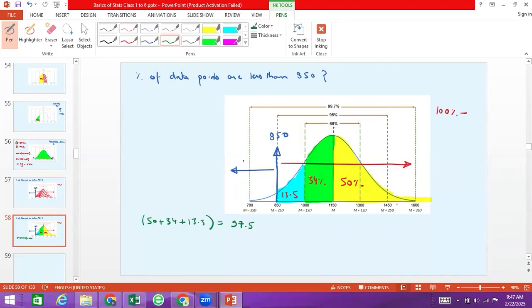So on this side of 850, how much data will be there? It will be 100 minus 97.5, which is 2.5. Okay, so this is the answer. 2.5% data is present on this side.